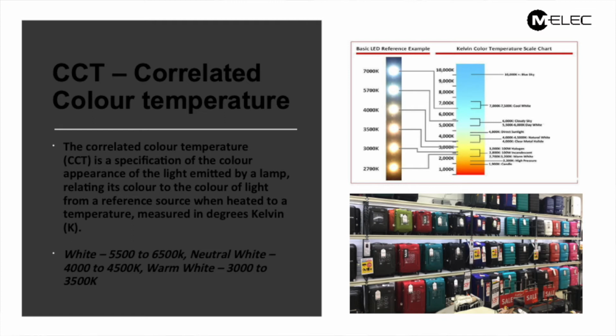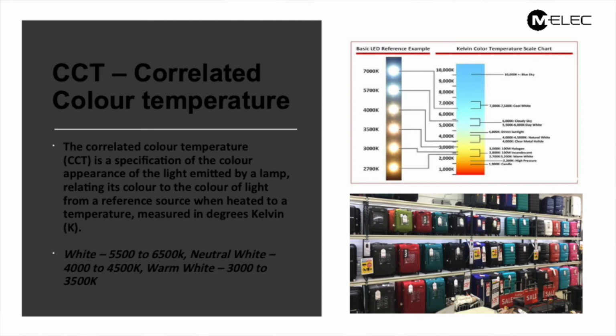White is 5,500 to 6,500 K. Kelvin is a temperature rating. It's a heat rating for a lamp, but it's more about a heat colour, not actually a physical temperature. So white is 5.5 to 6.5. Neutral white is 4,000 to 4,500 Kelvin. Warm white is 3,000 to 3,500 Kelvin.